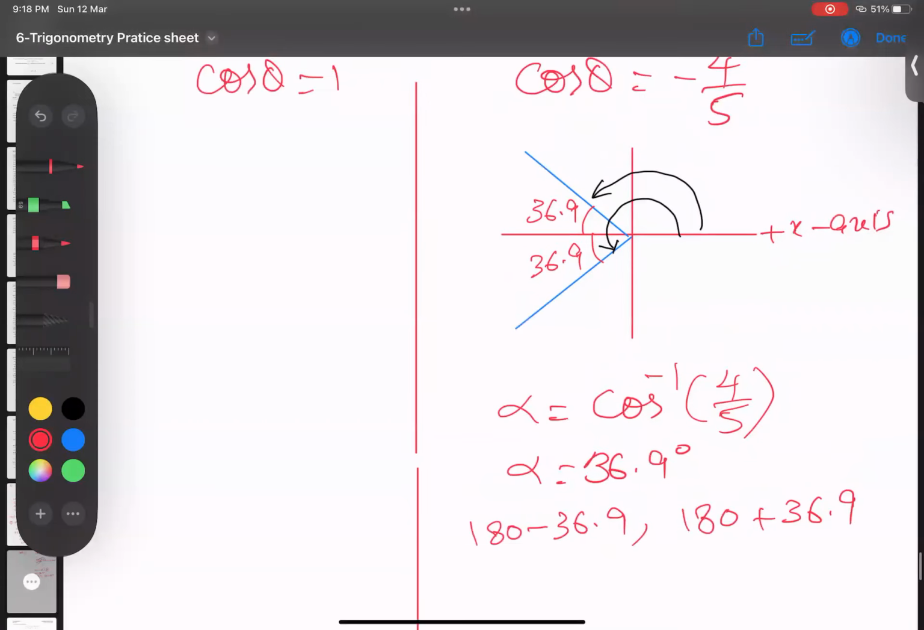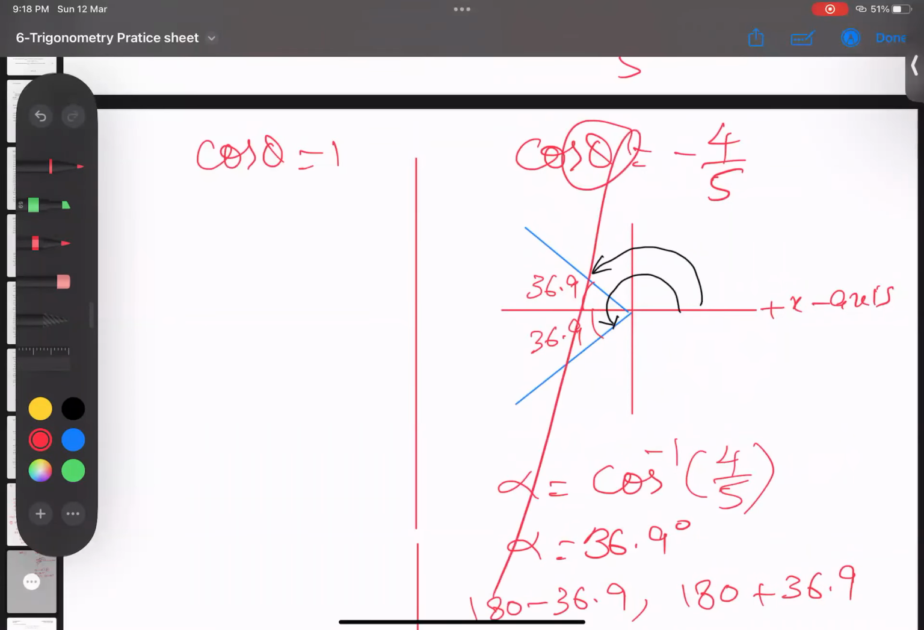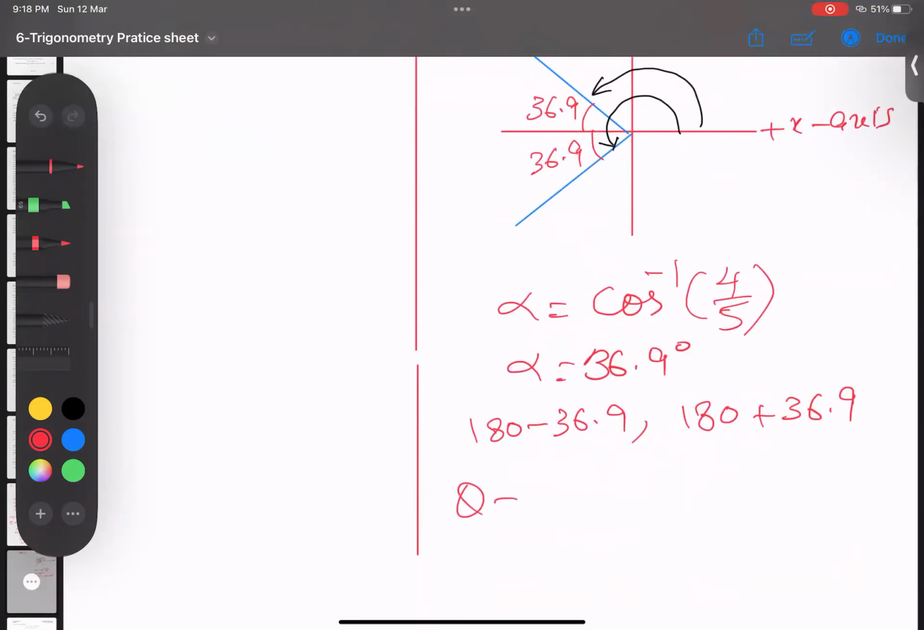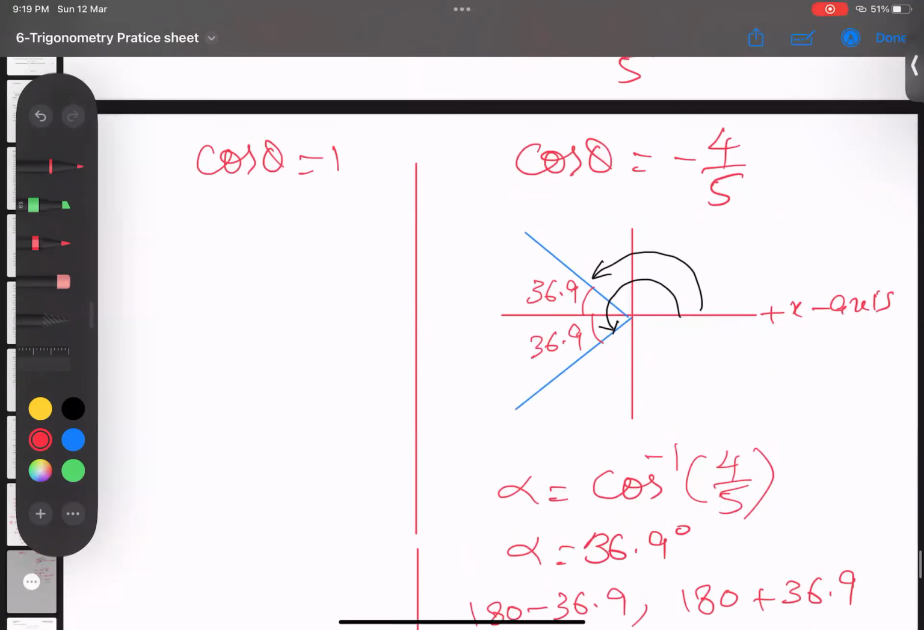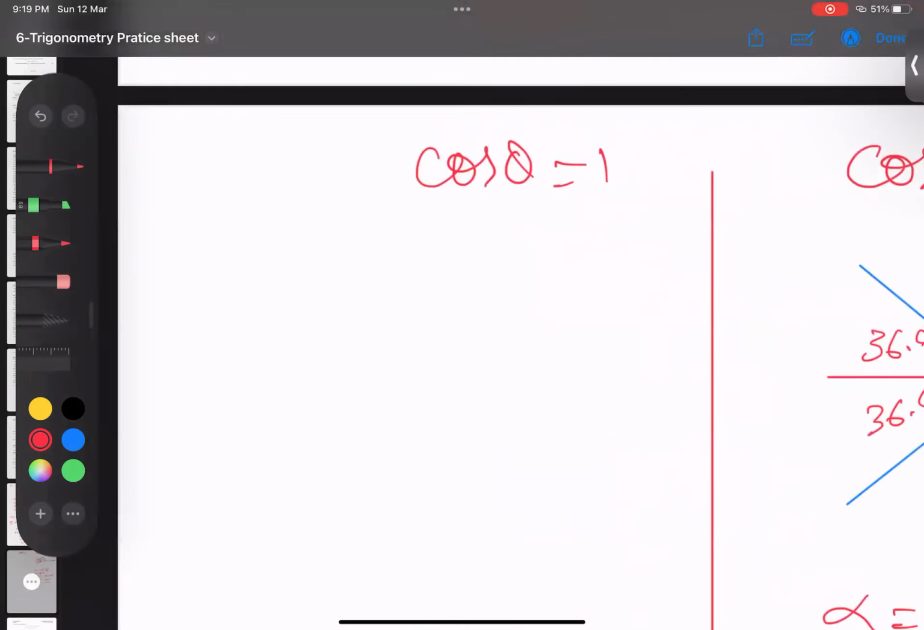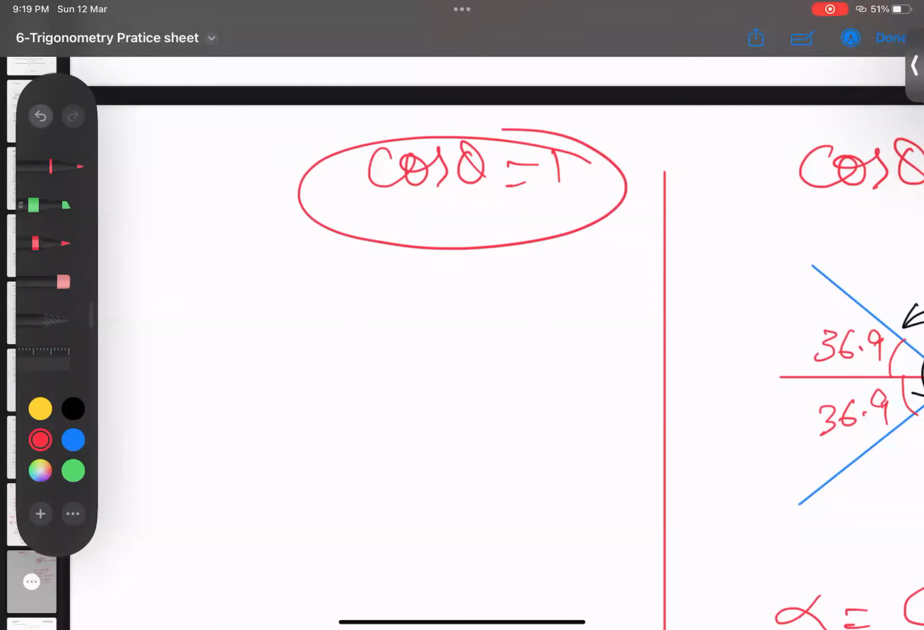So this theta I will bring back here, and the answer is 143.1 degree. And what about the other one? 180 plus 36.9, and it gives 216.9 degree. But some students, they don't know how to deal with this kind of question.